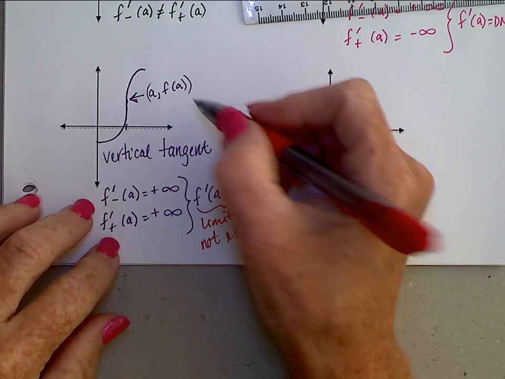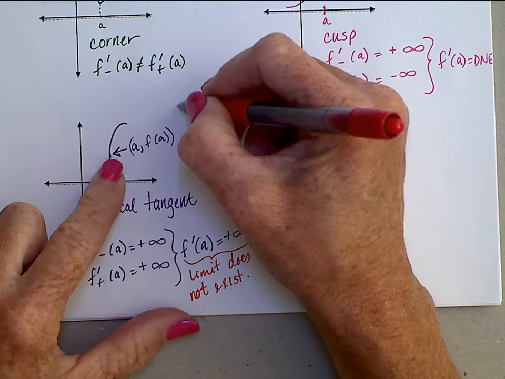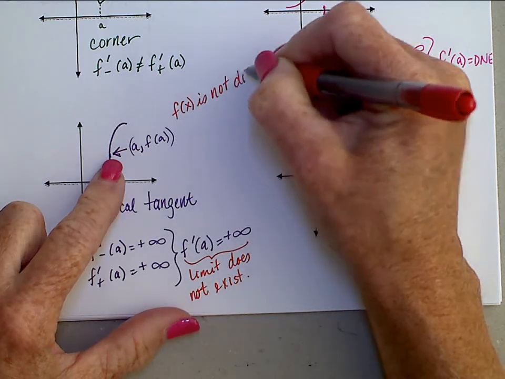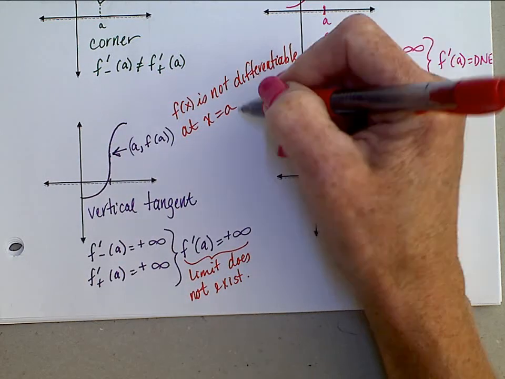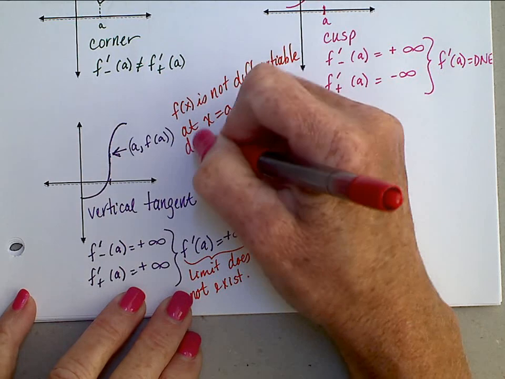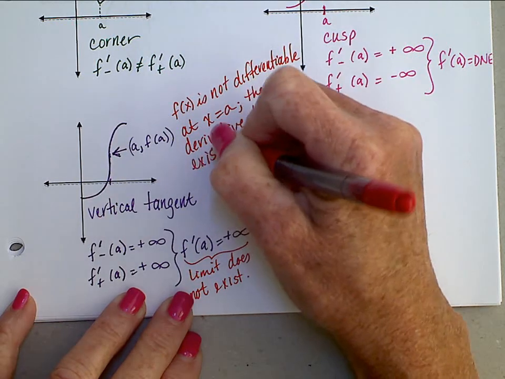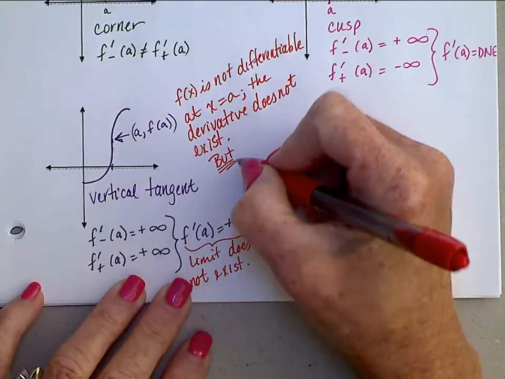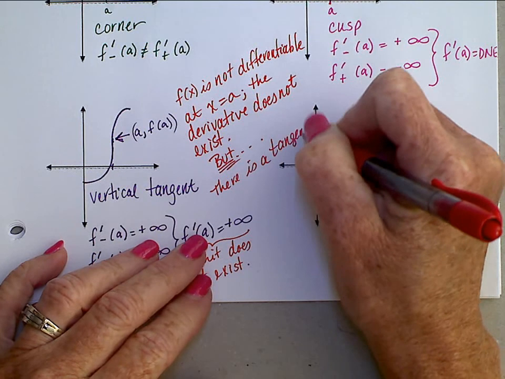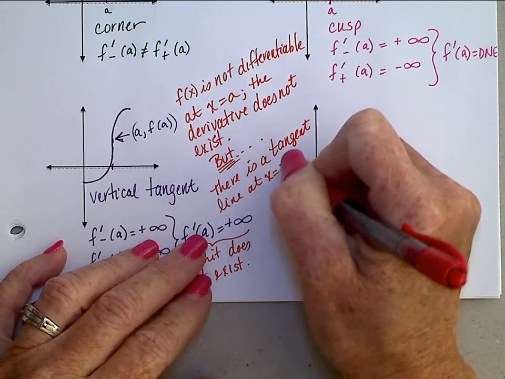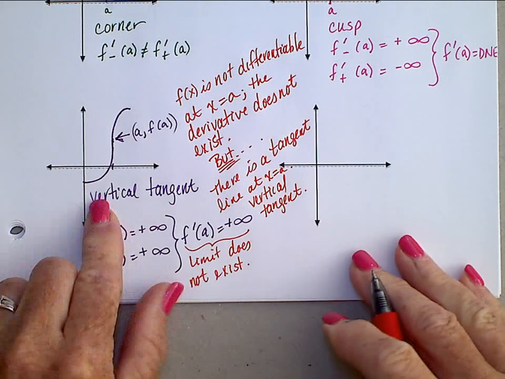Now I do want to caution you about this point, a comma f of a, is that this function is not differentiable at x equals a. It's not differentiable there. The derivative does not exist. But there is a tangent line at x equals a. It's a vertical tangent. Hence the name vertical tangent.